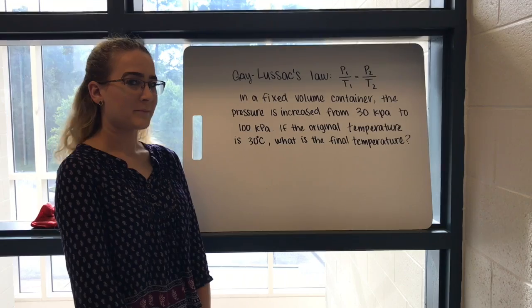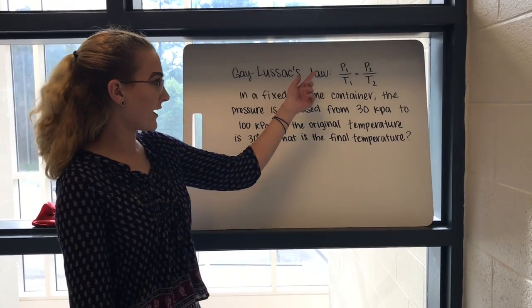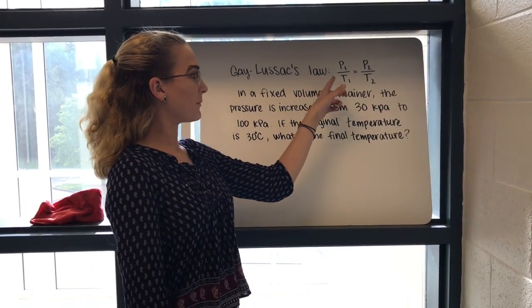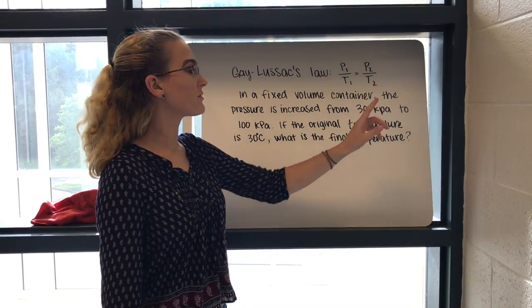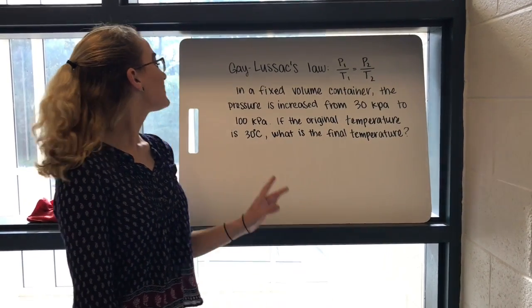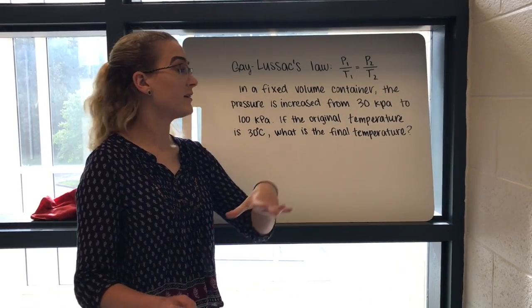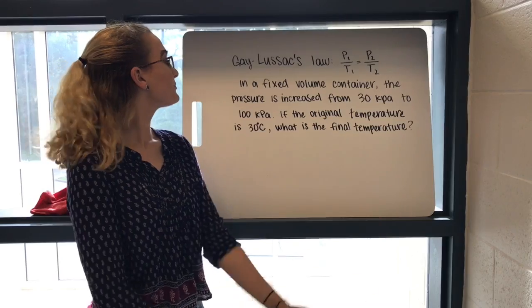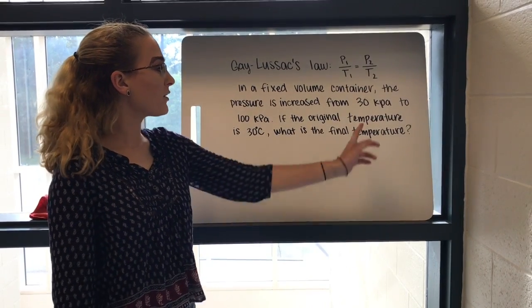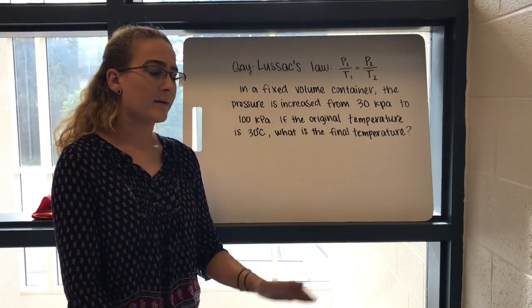So let's work through an example. For Gay-Lussac's law, we have the pressure 1 divided by the temperature 1 equals the pressure 2 divided by the temperature 2. So in a fixed volume container, which means the volume is going to stay constant, which allows us to do pressure and temperature, the pressure is increased from 30 kPa to 100 kPa.